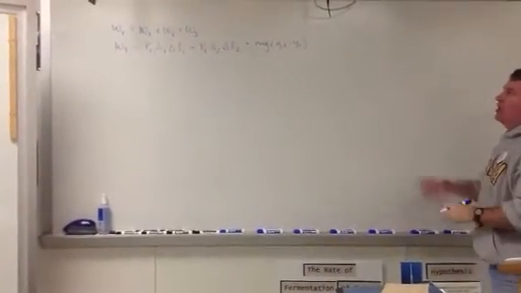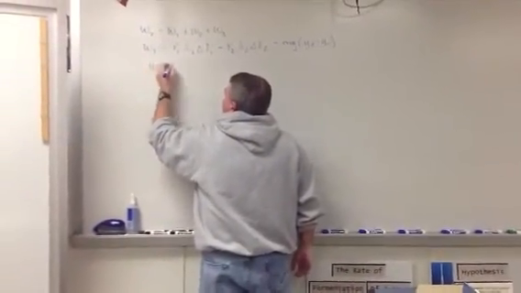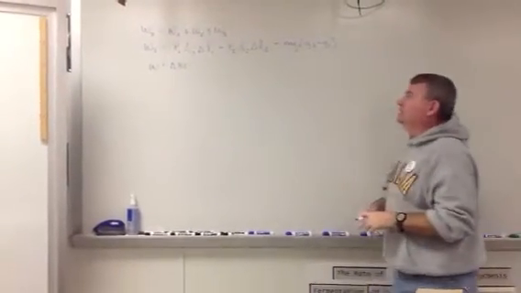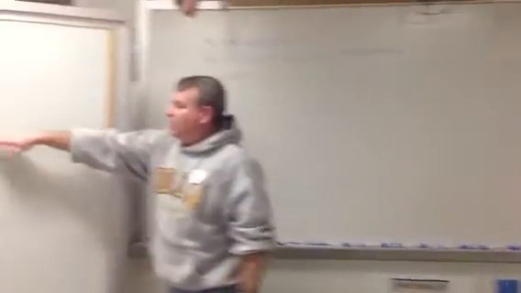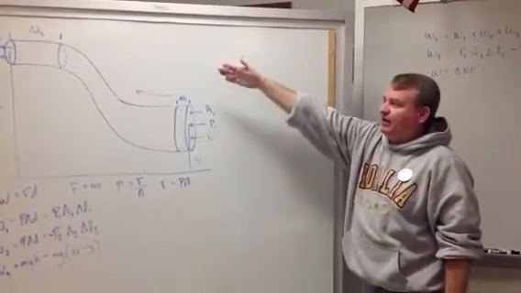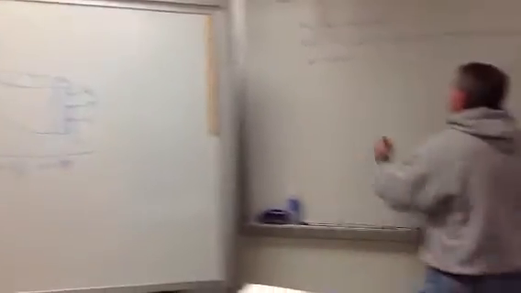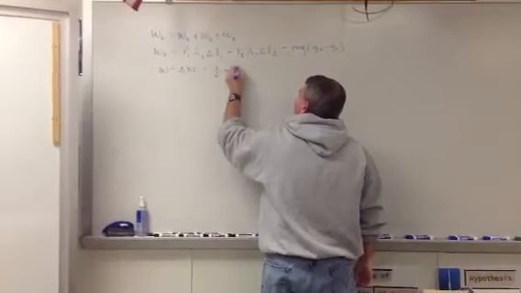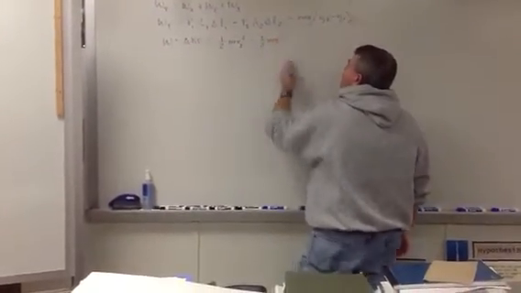Now, work is also a form of kinetic energy, and work is equal to the change in kinetic energy. Our kinetic energy is equal to 1/2 mass times velocity squared. But you have a V1 and a V2. So the change in kinetic energy is 1/2 mv2 squared minus 1/2 mv1 squared.